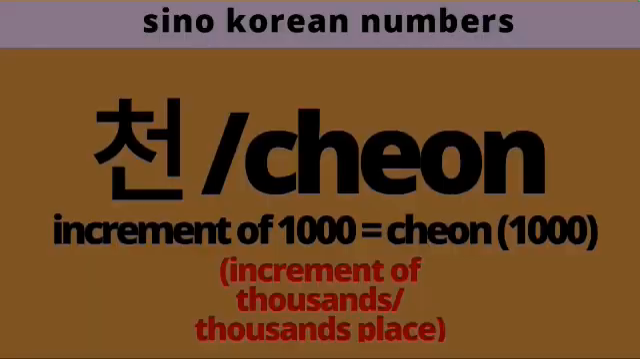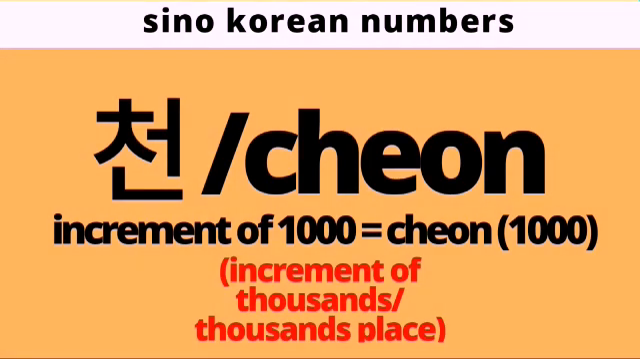If we have increments of 1, 10, and 100, we also have an increment of 1,000. If we are dealing with numbers equal to or higher than 1,000, we'll be adding chon. In mathematics, this is equivalent to the thousands place.